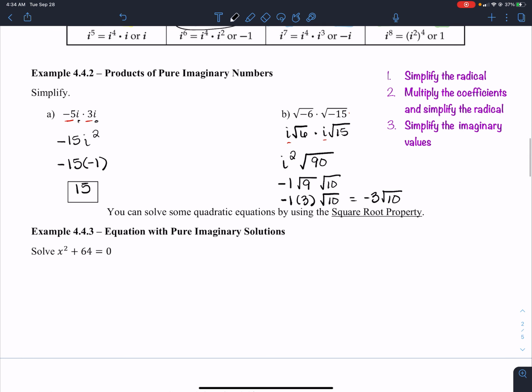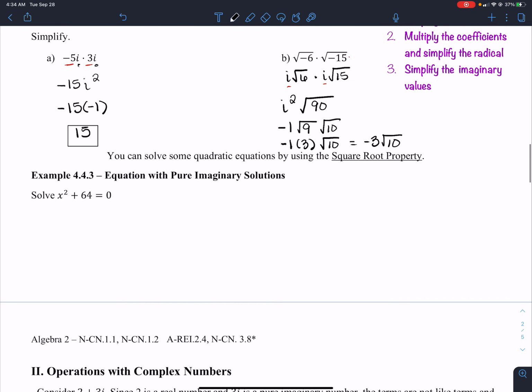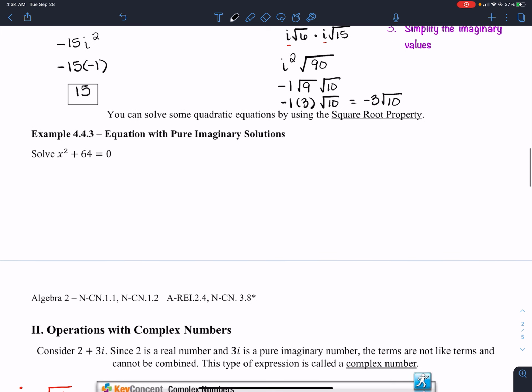All right, now we're going to go on to 4.43, solving these with imaginary solutions. So in order to solve this, I have to get rid of that +64 by moving it to the other side. So I don't want it on the left side. I want it on the right side. So I'm going to have x squared equals -64.